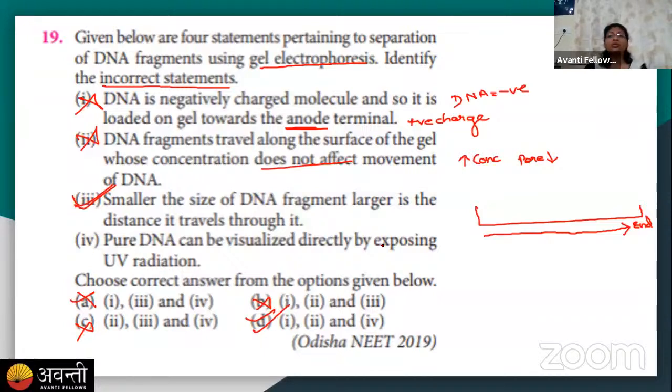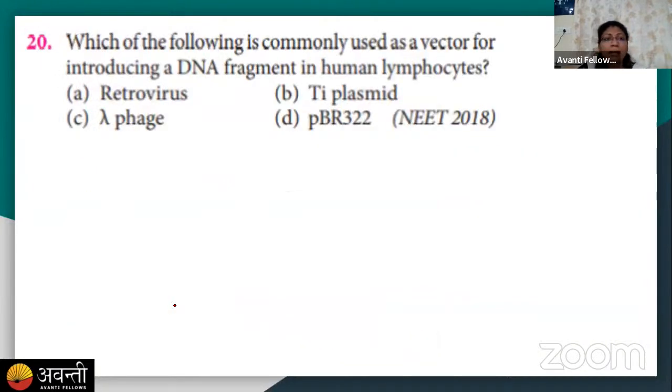No, we have to use a probe, that is ethidium bromide. The dye was ethidium bromide for the visualization of DNA. So never go without reading all the statements. Always read the statements and then mark your option. I have done this because three options contain the correct statement, so there is no use of reading the fourth one, right?